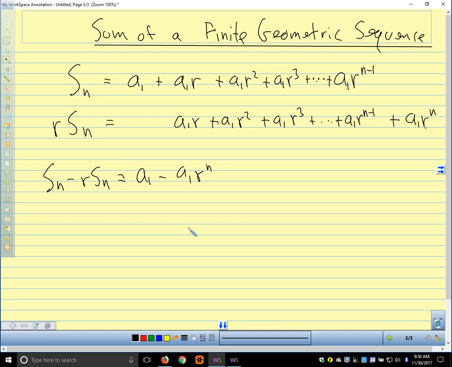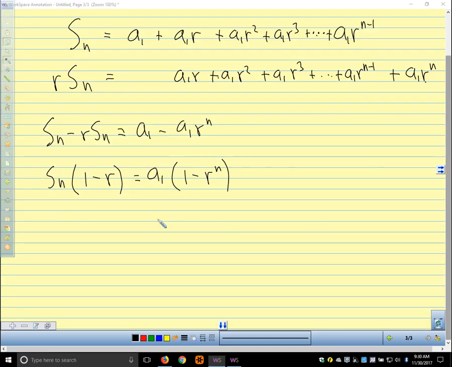And now we're going to factor. On the left-hand side, we'll factor out that common s sub n. And we get 1 minus r. And I'm going to factor out the common a1, 1 minus r to the n. So finally, I can divide by 1 minus r, and I get my sum of n terms is a1 times 1 minus r to the n, over 1 minus r.